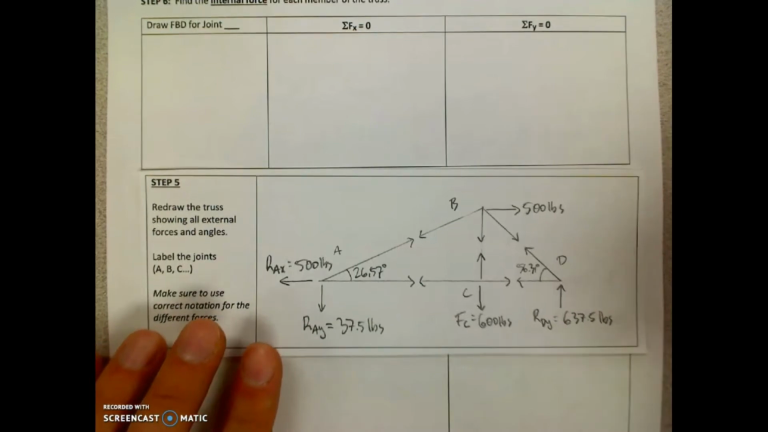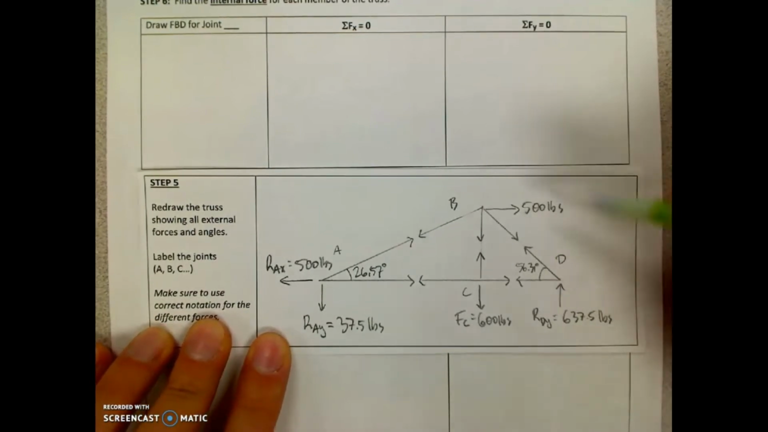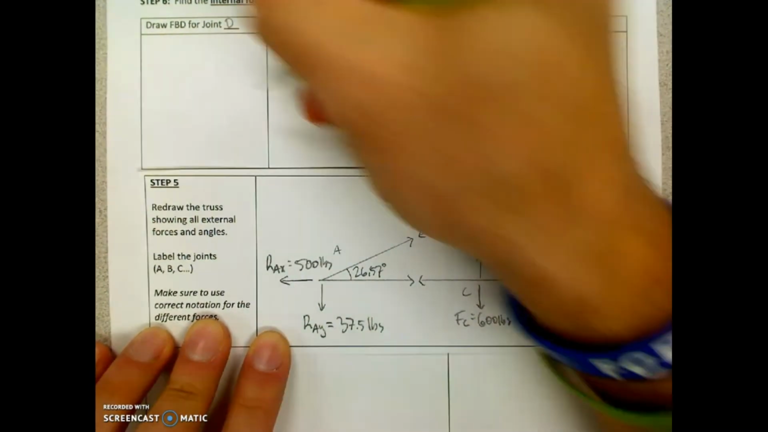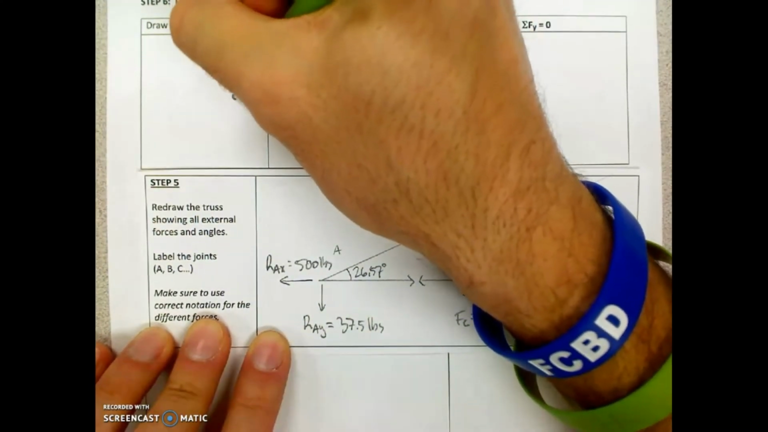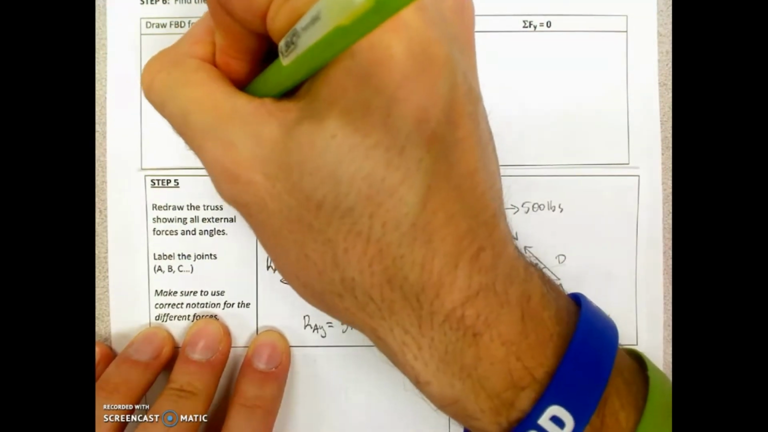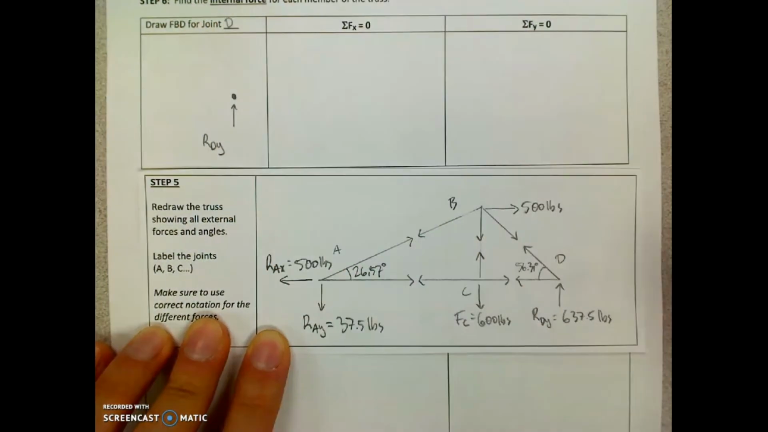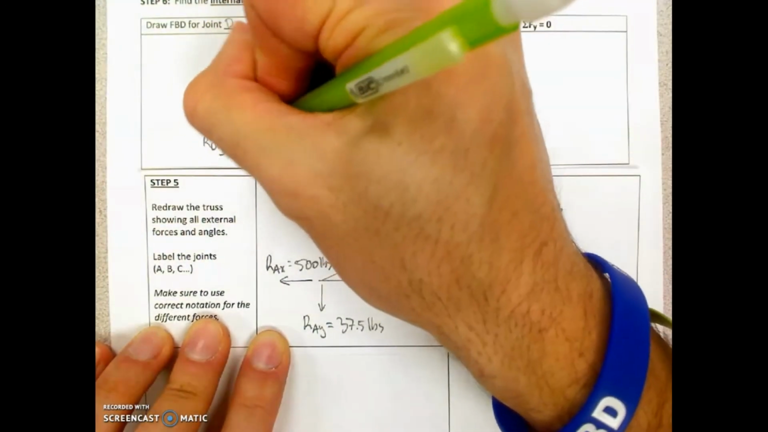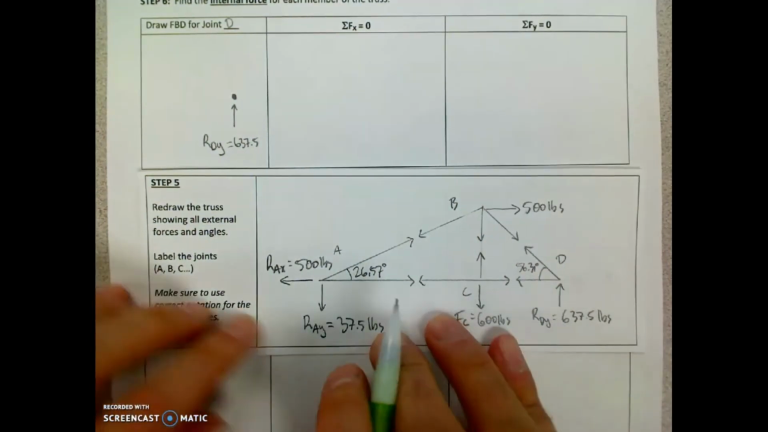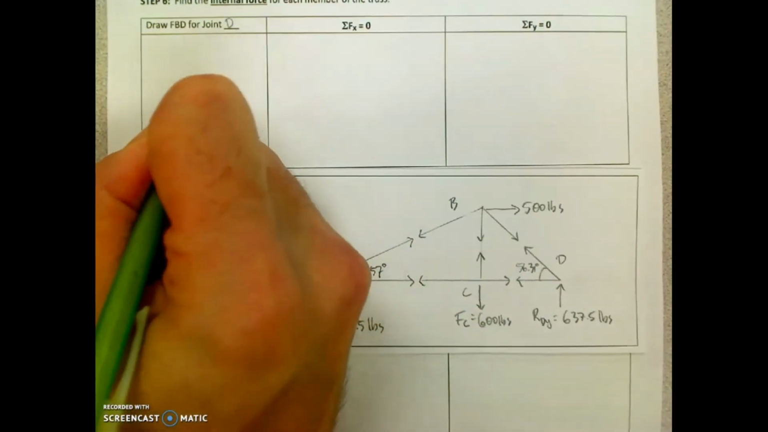So what I'm going to do is take this force diagram and just draw it up in this spot. So I'm going to focus on joint D to start off with, just because it looks like I can actually solve for some junk. Let's see, RDY, and I'm literally just copying and pasting that thing in there. 637.5.